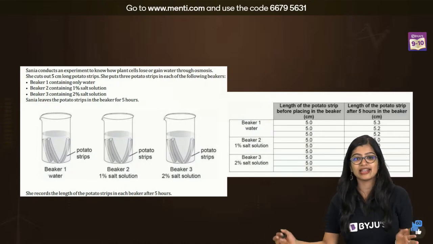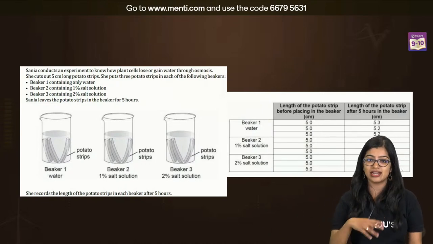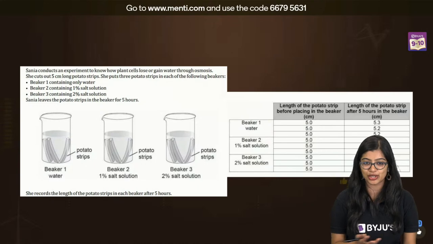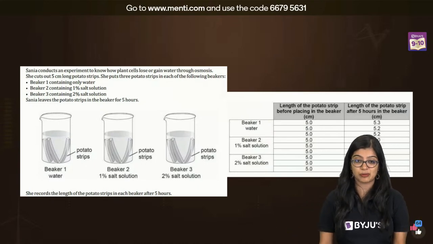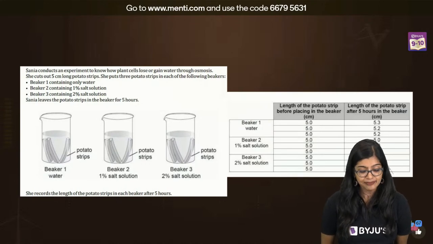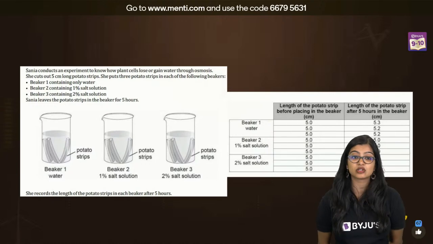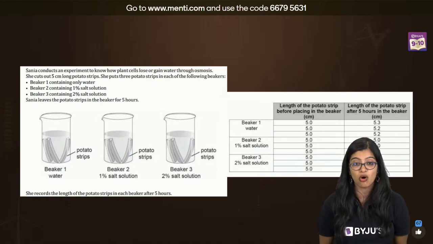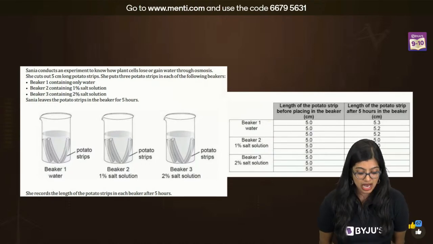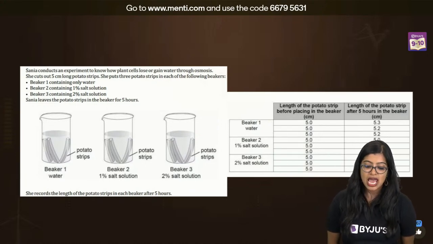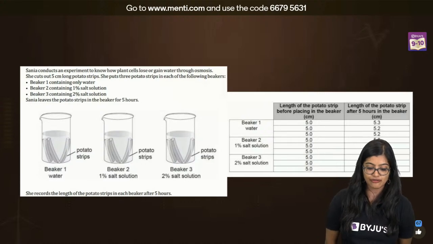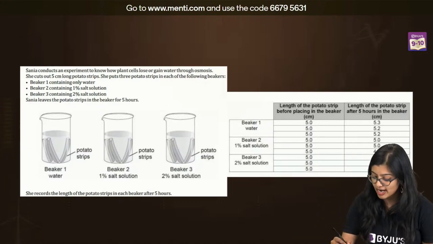Now, don't worry, it's not like your timer has started, okay? I'll just explain the question to you anyway. So now, of course, as you all know, this is an experiment wherein Sanya has conducted an experiment to know how plant cells lose or gain water through osmosis, right? Here she cuts out 5 centimeter long potato strips and puts 3 potato strips in the following beakers, okay? So what has Sanya done?